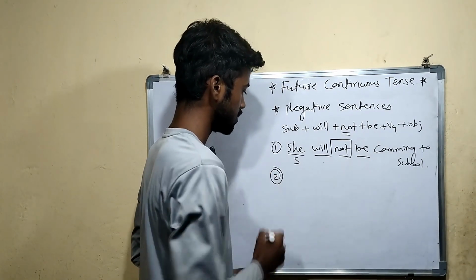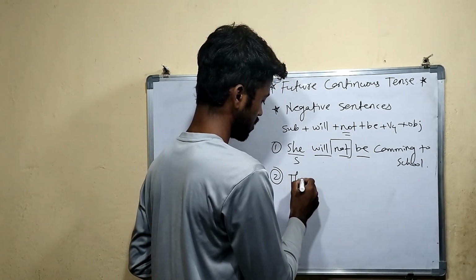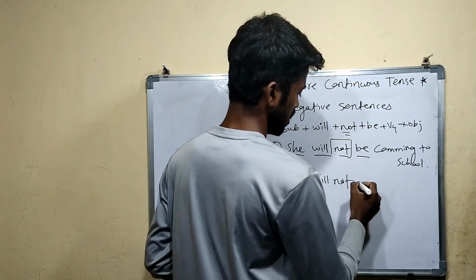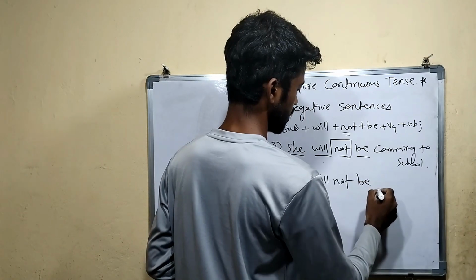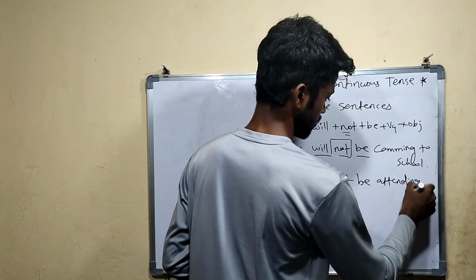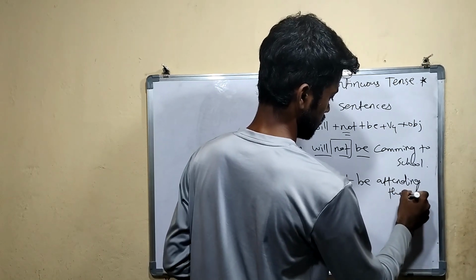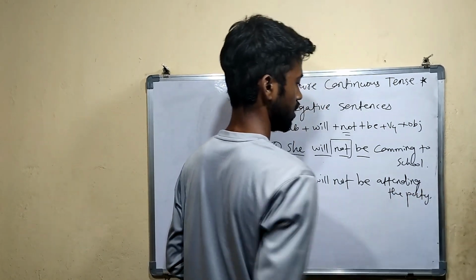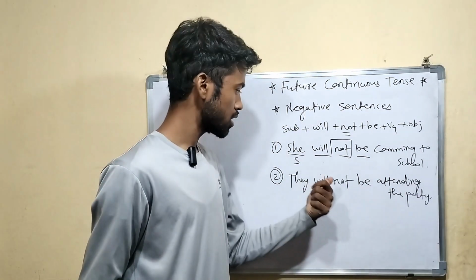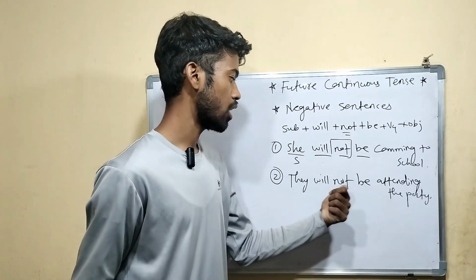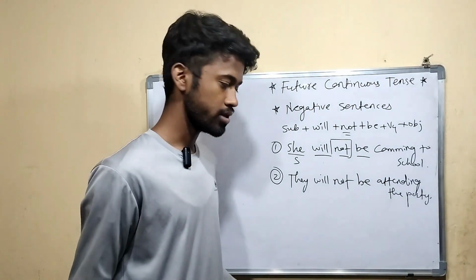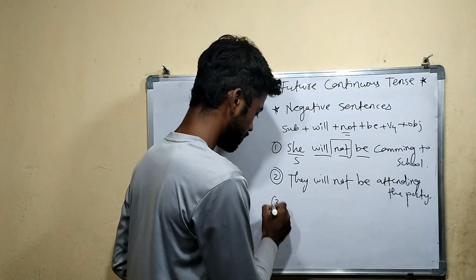Now let's take another example. They will not be attending the party. They will not attend, they will not be attending the party. They is the subject, will not be, with not in between will and be. After that, attending the party, the verb and object. Now let's see another example.